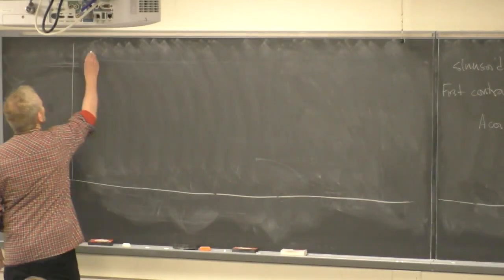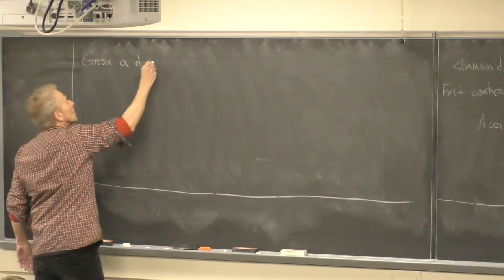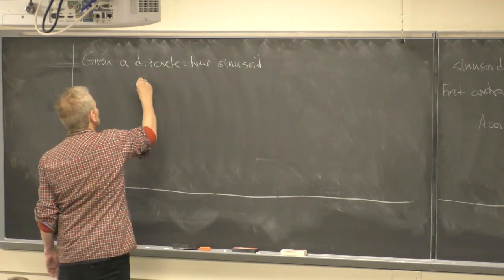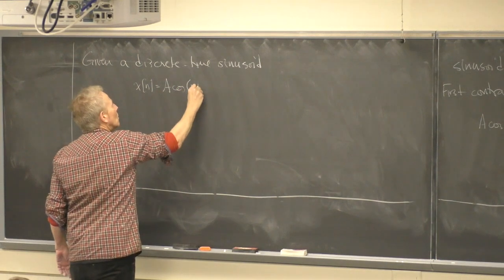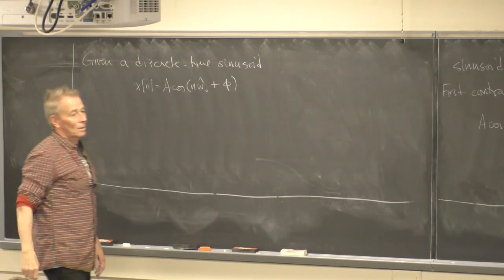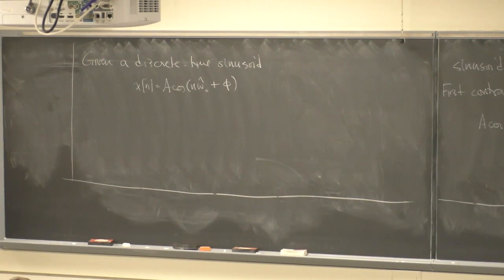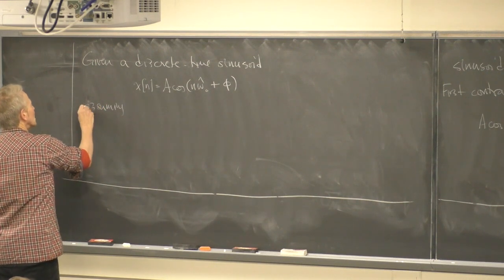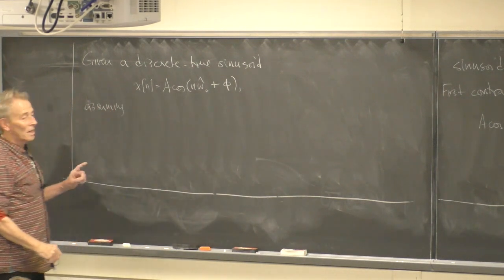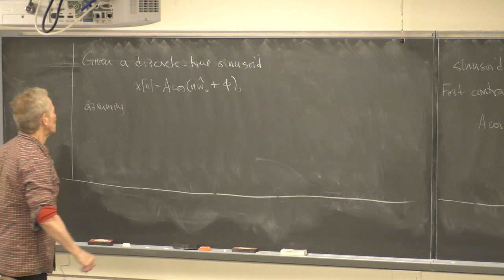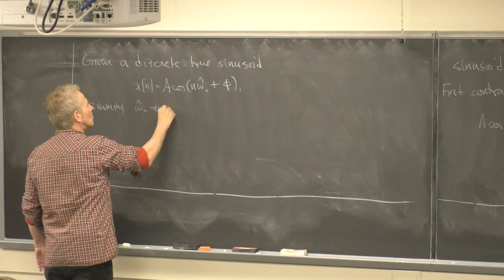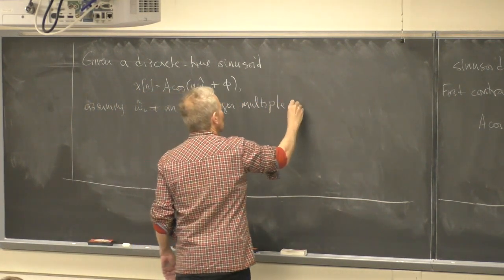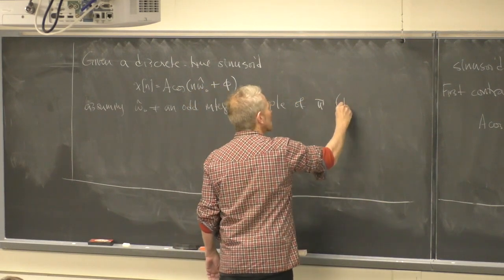All right, so given a discrete time sinusoid x of n equals a cos n omega 0 hat plus phi, there is a unique, provided, so assuming, and this should be a lowercase, so I put a comma here, assuming that omega 0 hat is not an odd integer multiple of pi, and that's the pesky boundary case in this context.